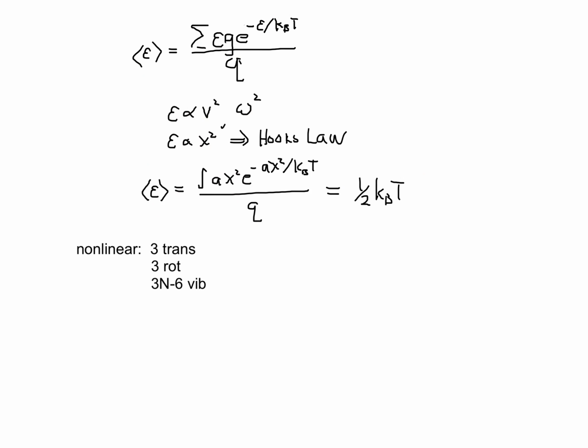For a nonlinear molecule, there are 3 translations, and so there are on average 3/2 kBT of energy in translations. There are also 3 rotations, and so there are on average 3/2 kBT of energy in rotations as well. That leaves 3n minus 6 vibrational modes.